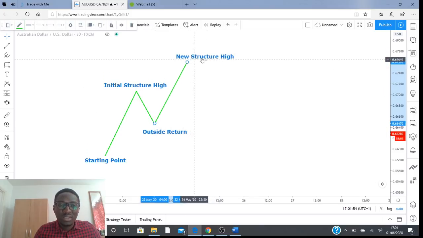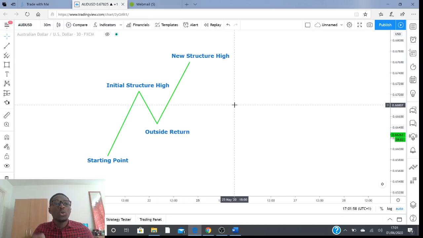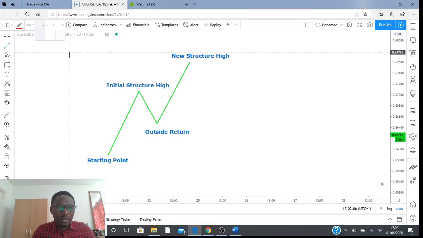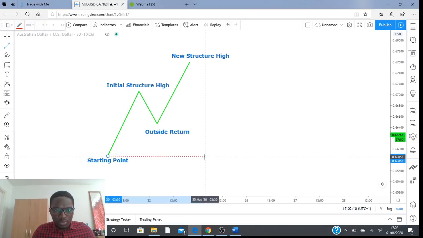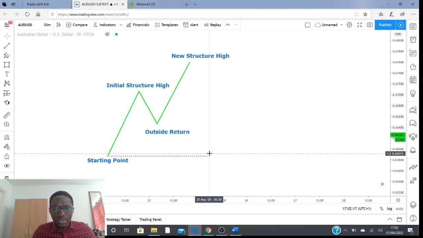However, you need to have clear rules in order to make everything technical. So the first thing I'm gonna do is introduce another line here, a straight dotted line at the bottom right there. The reason I drew this line is because it's very important to the first point I'm going to make, the first rule of what a bullish structure looks like.